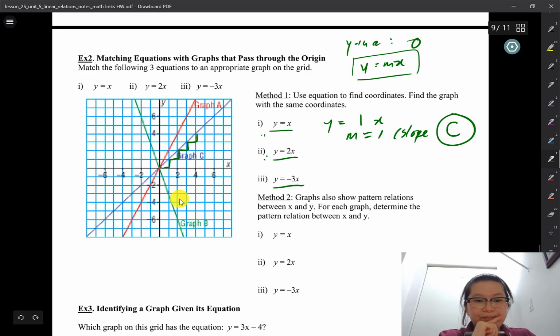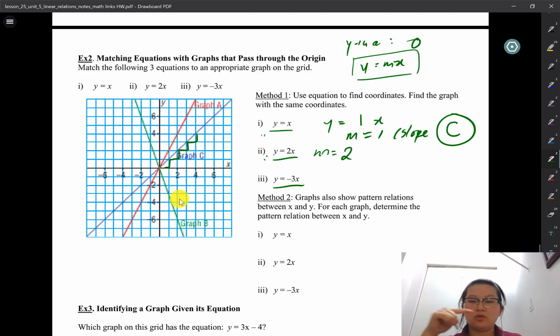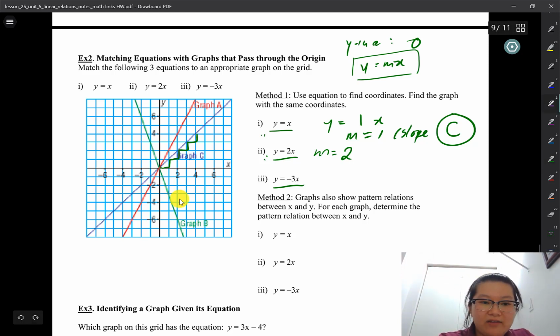For number 2, we have a slope of 2, which is in front of the x, so m is equal to 2, meaning if we go over by 1 in our run, we should go up by 2 in our rise. So that one is our graph A. We go over by 1, up by 2, over by 1, up by 2, over by 1, up by 2. So this must be graph A.